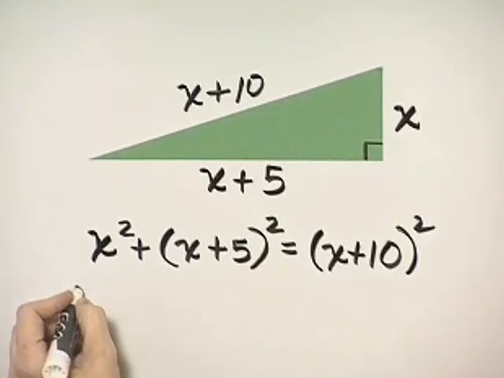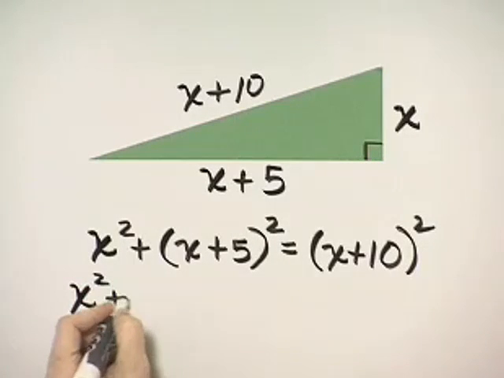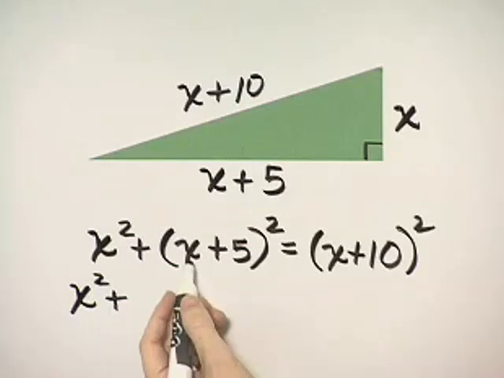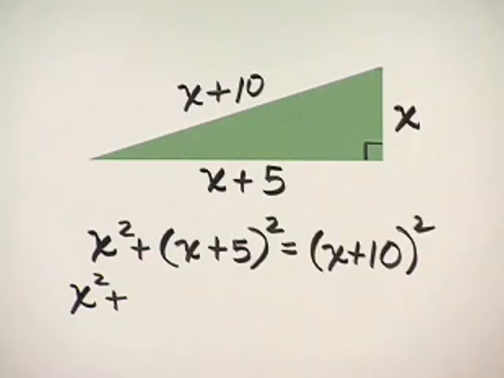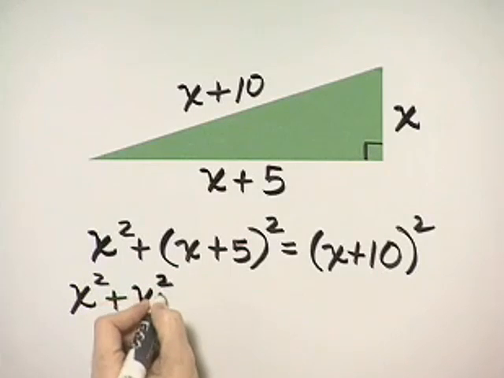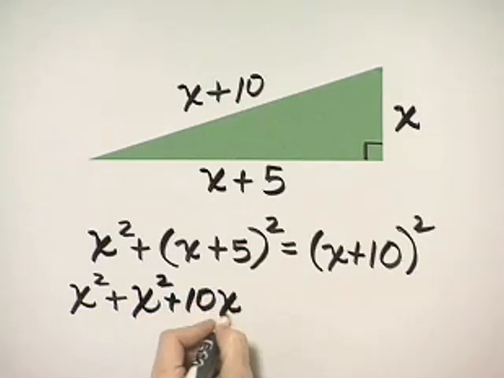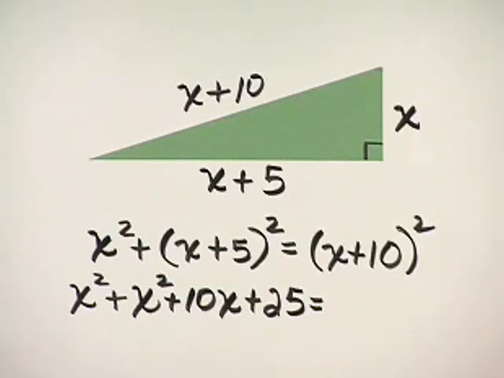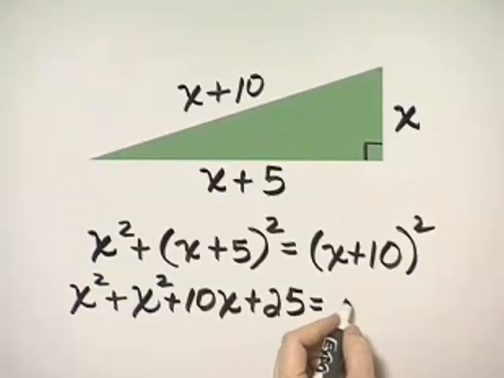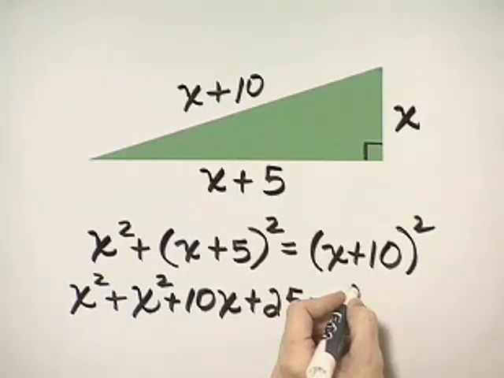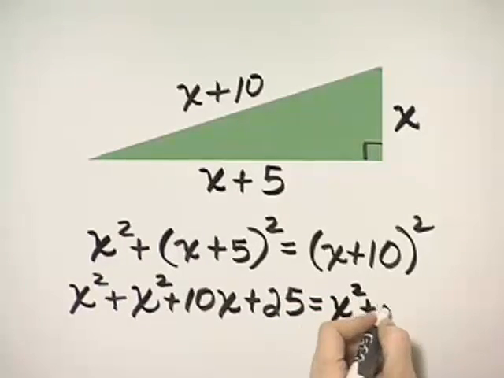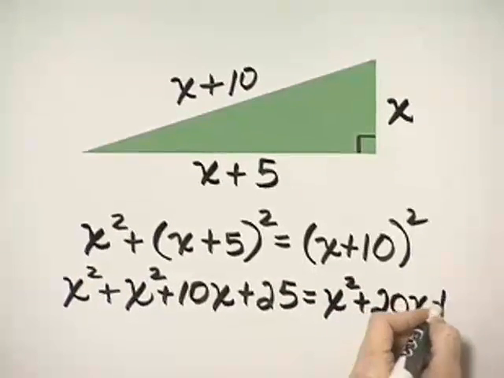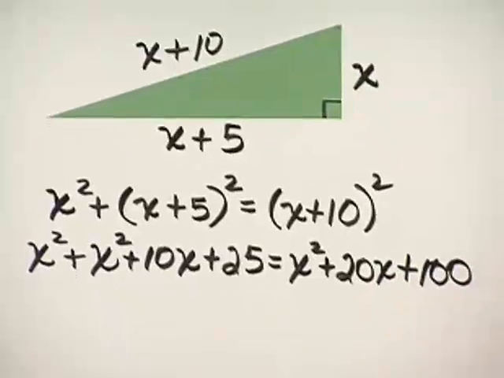Now let's go ahead and square. We've got x squared plus, if you need to, go off to the side and write x plus 5 times x plus 5 so that you can multiply correctly, but it's x squared plus 10x plus 25. Same thing for squaring x plus 10. If you need to, go off to the side, write x plus 10 times x plus 10, but when you multiply, it's x squared plus 20x plus 100.